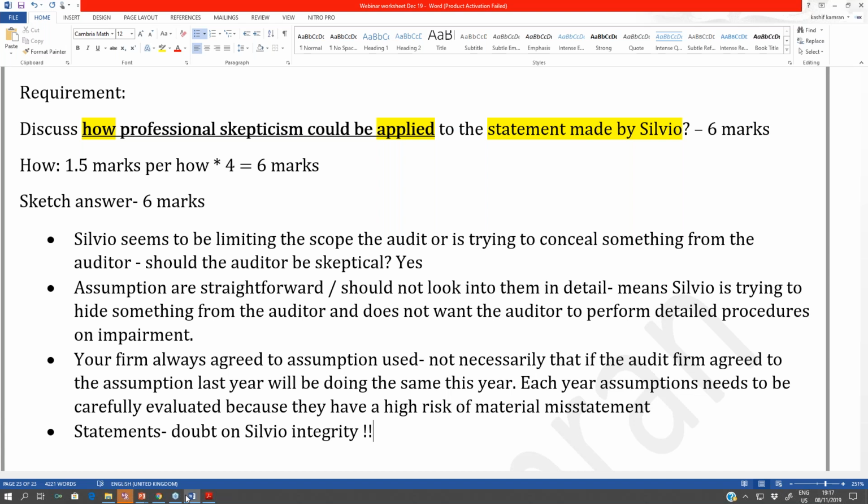And is there a need for the auditor to be skeptical in subjective areas? Is that true? Is there a need for the auditor to be skeptical in subjective areas? So impairment is a subjective area, right? And the Silvio statement is making it more complex. And the Silvio statement is making it more challenging for us. Right, so that's an area of professional skepticism from the past paper.